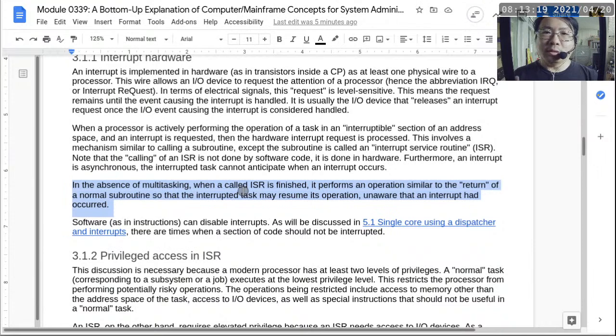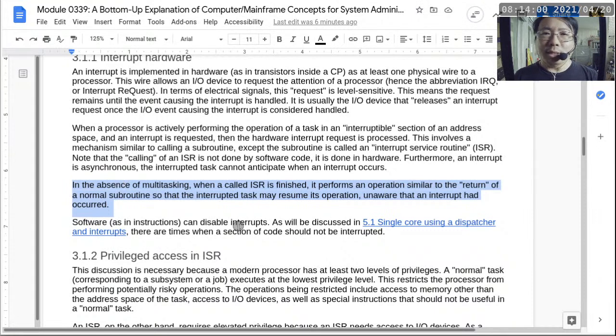When there's multitasking, when an ISR is done, when it clears the event, the input-output event, it can potentially switch to another task. So that's why I have to qualify this paragraph by saying in the absence of multithreading, because in the presence of multitasking, an ISR may not, quote unquote, return back to the interrupted task. It might actually put the interrupted task on hold because now a higher priority task can run as the result of the interrupt.